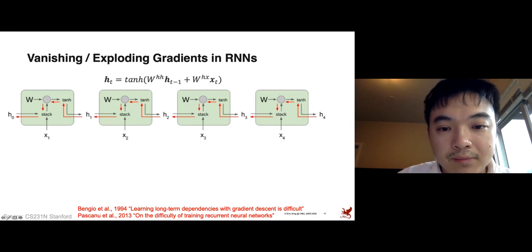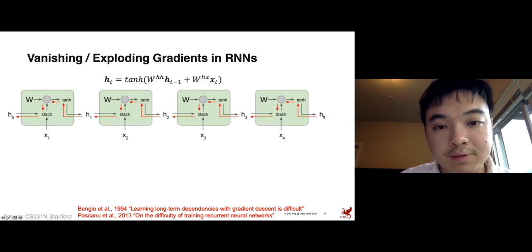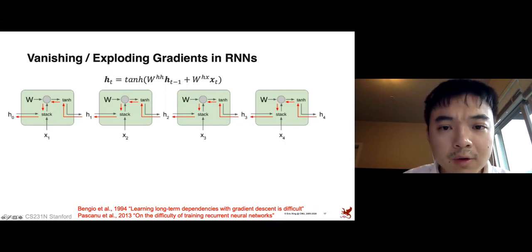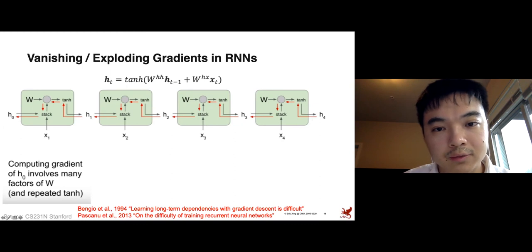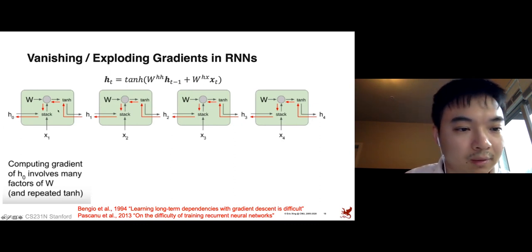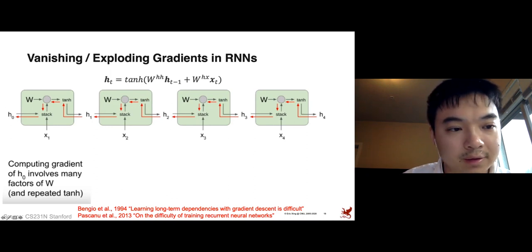So the problem is that, at the last step, we compute the loss, say cross entropy loss. Based on this loss, we want to minimize the loss using gradient backpropagation, denoted as red arrows. The problem here is that after applying backpropagation to compute the gradient of the initial feature H0, this gradient involves many factors of W, because in this computation chain, we basically multiply by W again and again. So in the backward pass, this gradient will also involve many factors of W.